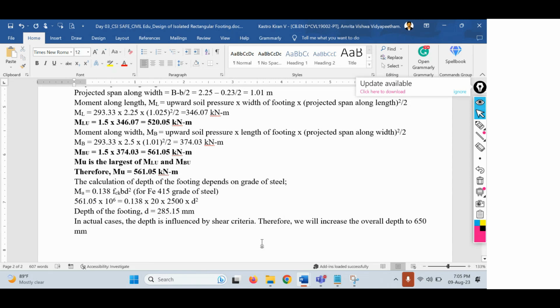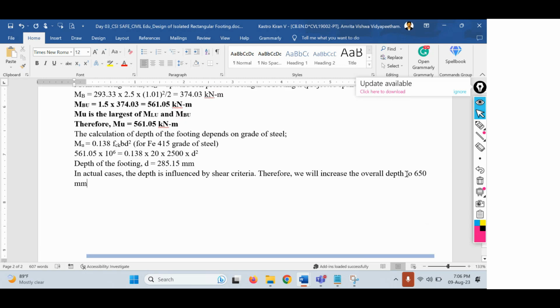Now you might have a question here. Why only 650? Can I go with 600? Yes, it is possible. We can go for 500 also, 550 also. But what happens when you don't go for higher depths? That condition I'll show in the Excel sheet validation in the next session. But for the time being, just remember this one. I'm just increasing the overall depth of the footing to 650 mm.